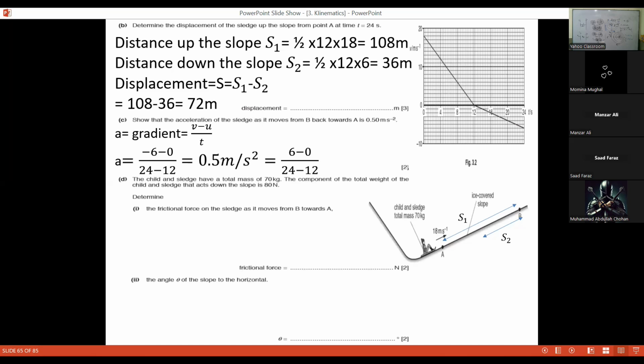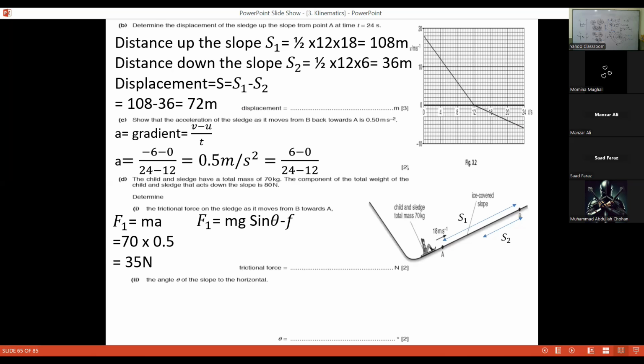वो कहते हैं कि जो child है उसका mass 70 kg है और component of weight down the slope जो है वो 80 न्यूटन है. Acceleration 0.5 है. That means my resultant force will be mg sin theta minus f. हमने f निकालना है. F1 can be calculated by ma. Mass of the child into acceleration, which is 0.5. We have just calculated that value. That will be your F1.